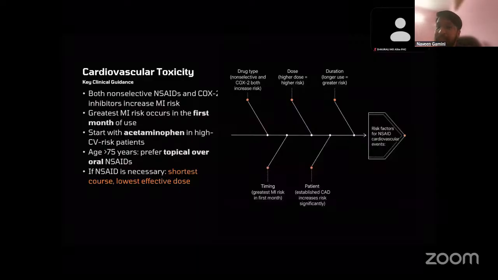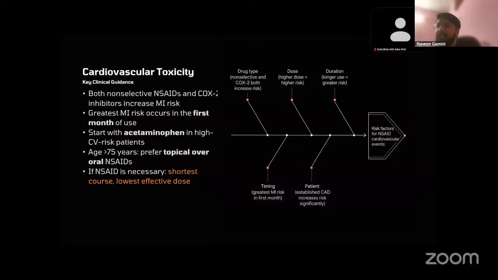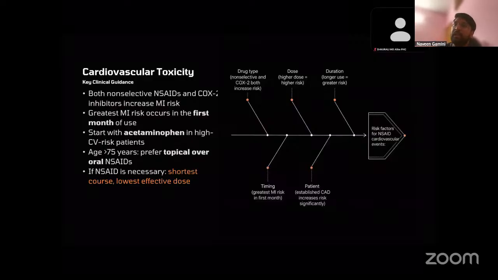Suppose you have to give the NSAIDs, it's necessary, then we always have to select the shortest course and lowest effective dose, because a higher dose will cause higher risk, and longer duration will cause greater risk. And timing also, the greatest MI risk is within the first 1 month. So who are the patients having high risk? Those having established CAD. This is also high risk. And non-selective NSAIDs and even COX-2 inhibitors both have increased risk.